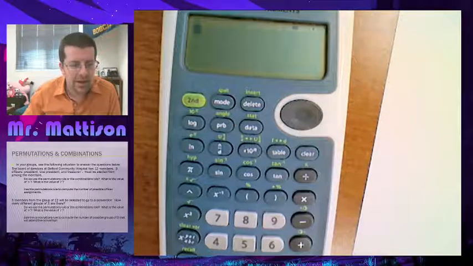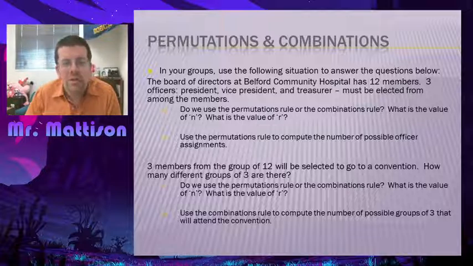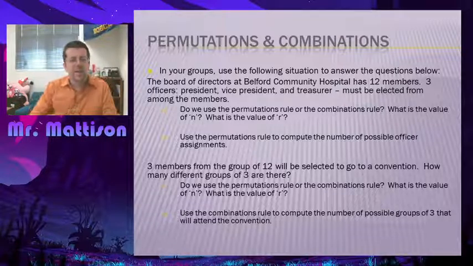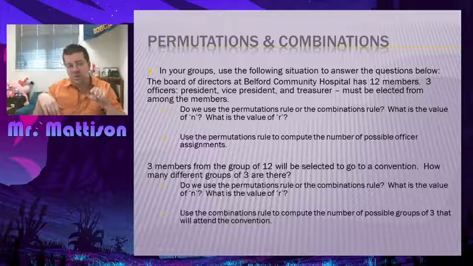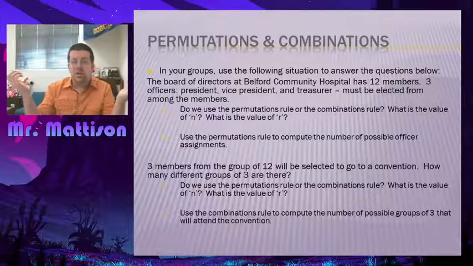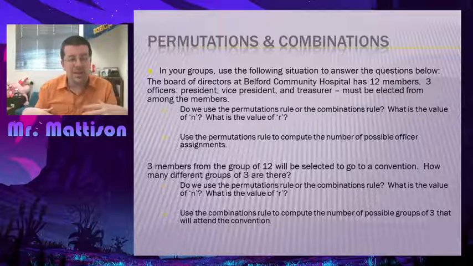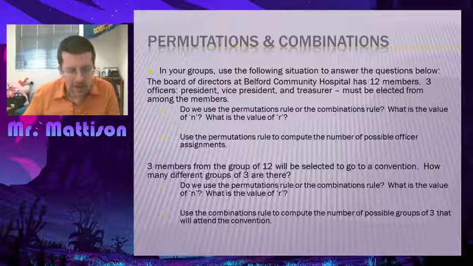Okay, and then the other option, 3 members of a group of 12 will be selected to go to a convention. How many different groups of 3 are there? So again here, does the order matter? If I'm choosing 3 people, it doesn't matter if I choose you first or if I choose you third, you're still going to the convention. So here the order doesn't matter. So this is going to be a combination. And here, once again, 12 and 3 for my n and my r.